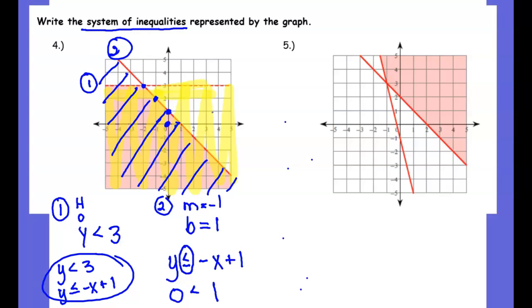Okay, all right, so let's look at number 5. We're going to do a few more. The key to this is really keeping yourself organized.